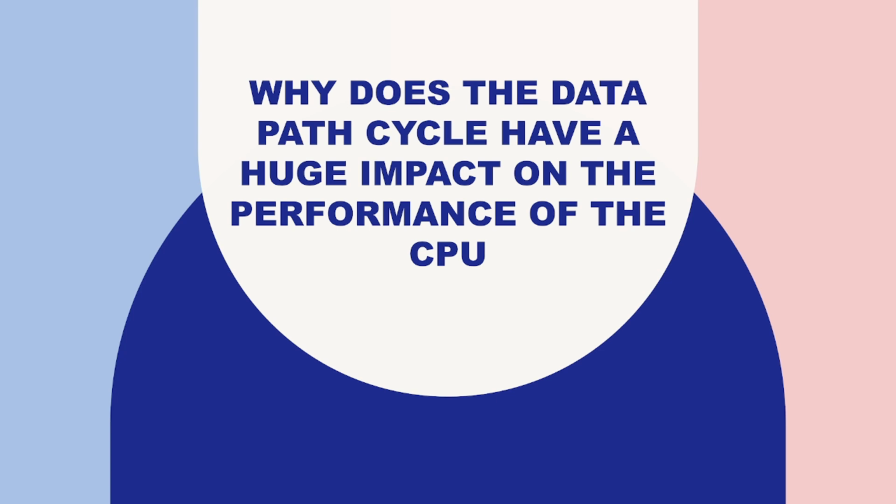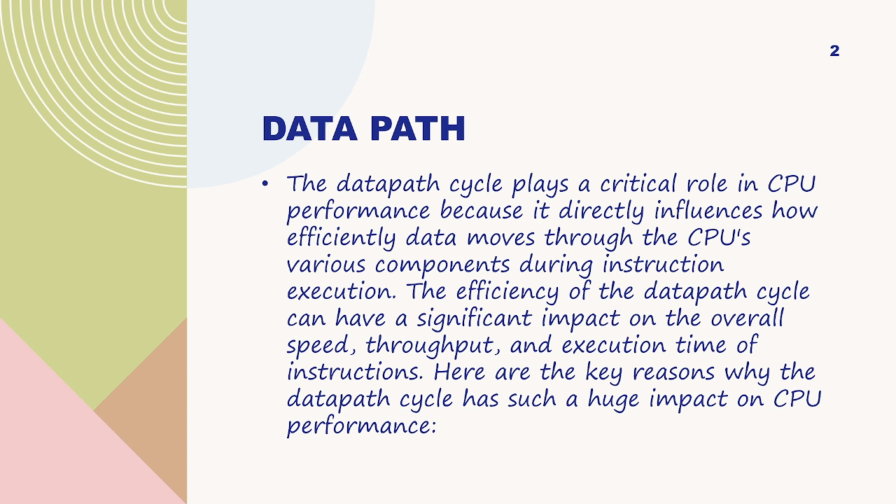And today we have an exciting video, and this video is why does the data path cycle have a huge impact on the performance of the CPU. So let's talk about data path. Data path cycle plays a crucial role in CPU performance because it directly influences how efficiently data moves between the CPU's various components during instruction execution.